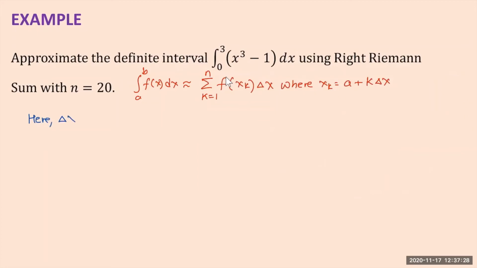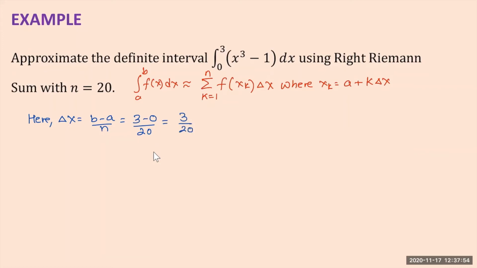Here, delta x is b minus a divided by n, which is equal to, in this case, as we are integrating from 0 to 3, a is 0, b is 3. So it will be 3 minus 0, and then we are dividing that into 20 equal intervals. So we divide that by 20. 3 minus 0 is 3, divided by 20. That is the value of delta x.